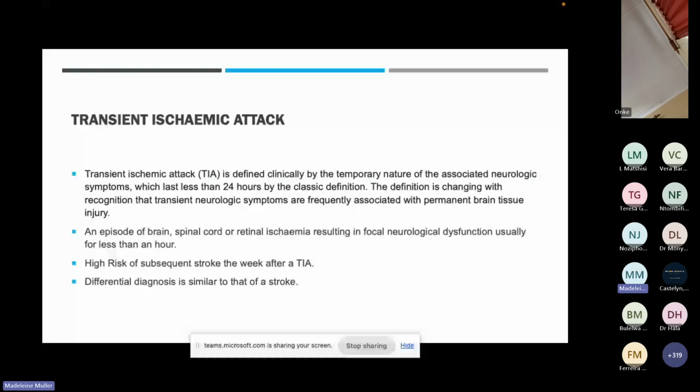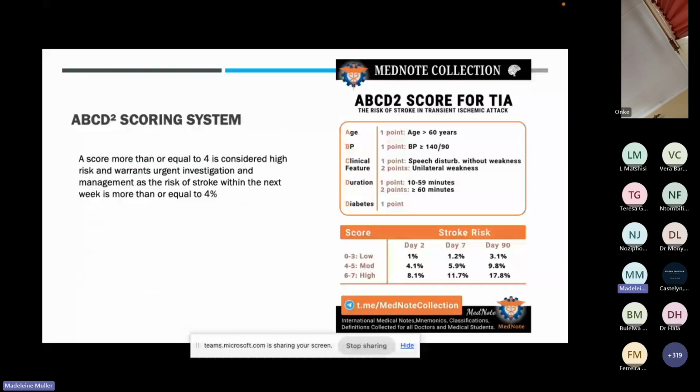The ABCD2 scoring system is used to determine the risk of a stroke happening in these patients who have suffered a TIA. A score more than or equal to 4 is considered high risk and warrants urgent investigation and management, as the risk of stroke within the next week is more than or equal to 4%. So the ABCD2 score looks at the age, the blood pressure, clinical features, duration, and the presence of diabetes. And then from there, the points are gathered up, and then the risk is determined based on the table there at the bottom.